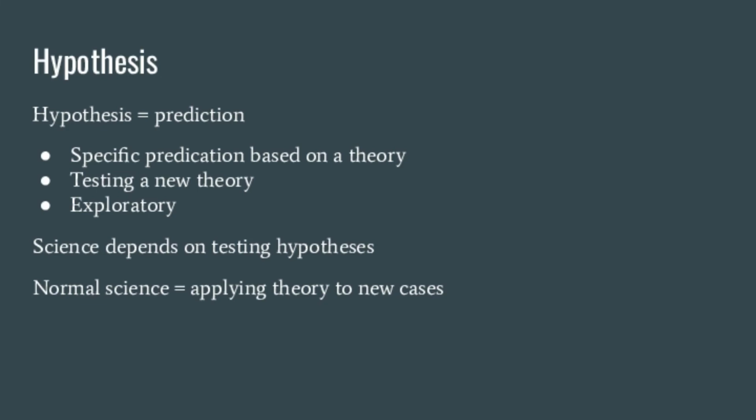Sometimes you might create a new theory from testing several hypotheses and proving them, but most often in science and also linguistics and psychology, it depends on testing a hypothesis that comes from an existing theory, maybe a theory that a group of people have accepted or we've proven. So most of what we call normal science, the normal everyday work of scientists, is just taking a theory that we know is true or we know works and applying it to new cases.